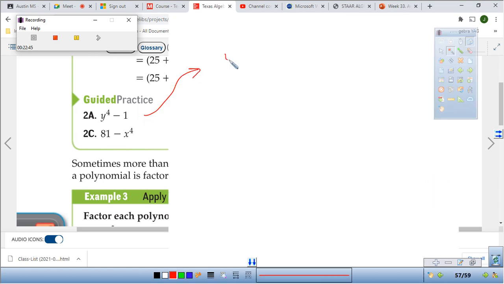So right here, we're going to have y to the fourth minus 1. Is that a difference of squares? Yes. This right here is y squared minus, this is 1 squared. Do you agree? So this one here becomes y squared plus 1 and y squared minus 1.